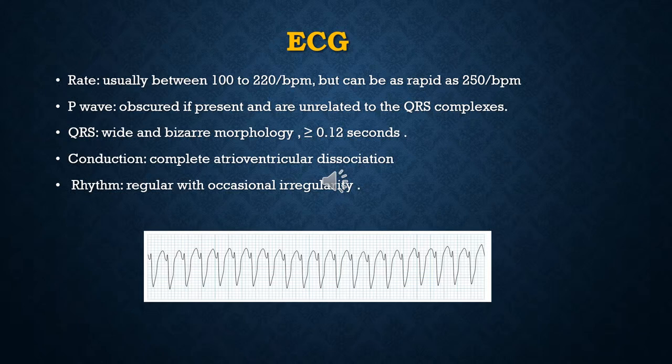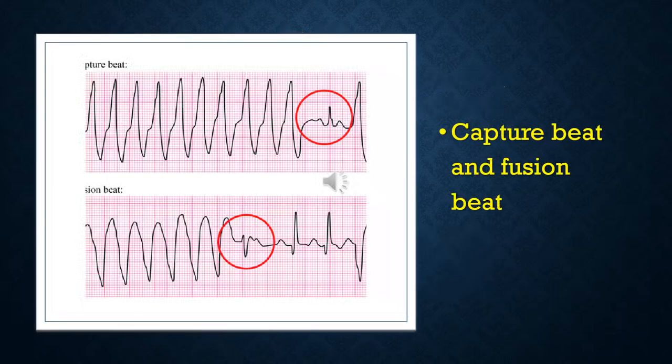There is complete atrioventricular dissociation. The rhythm is regular with occasional irregularity, and I will discuss what is meant by this occasional irregularity. Occasional irregularities arise from what's called a capture beat or fusion beat. What's meant by this? I will discuss in the next slide. In this slide, we can see two strips of ECG. In the first strip, we see what's called a capture beat. What's meant by a capture beat?